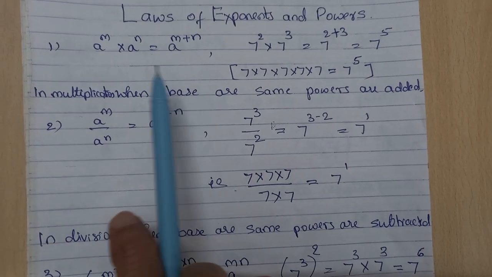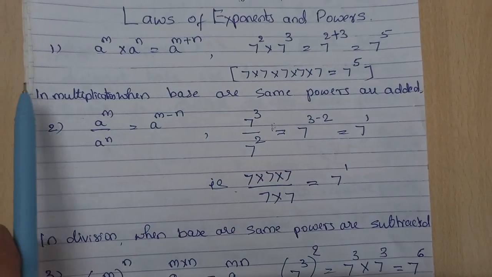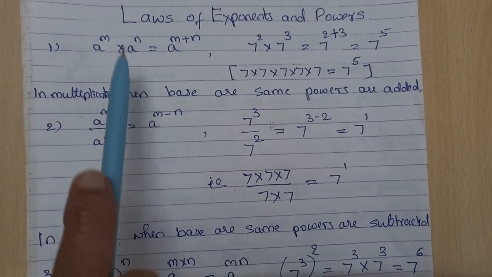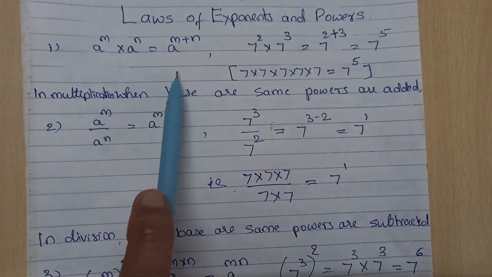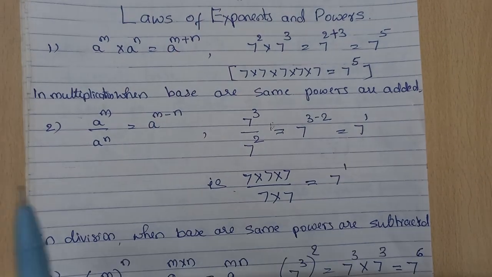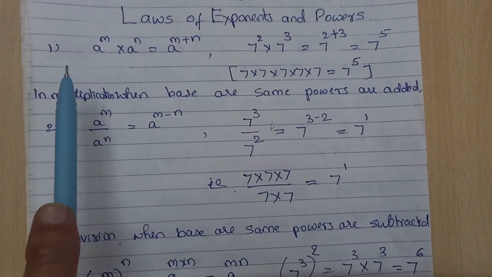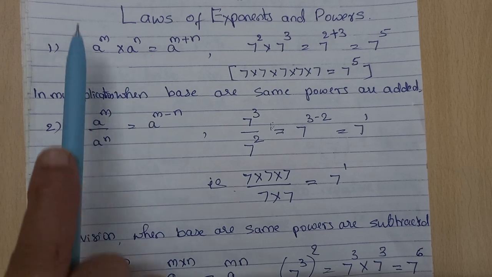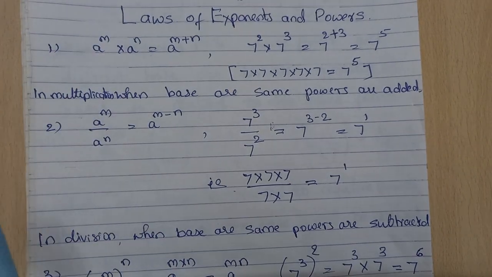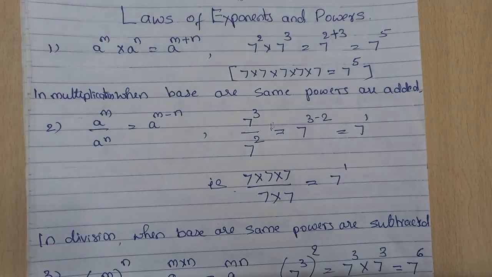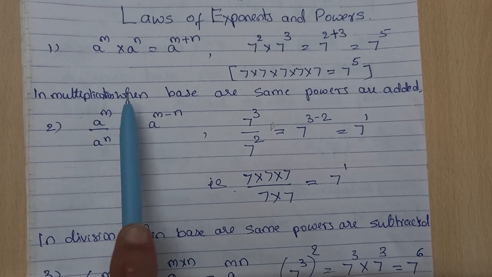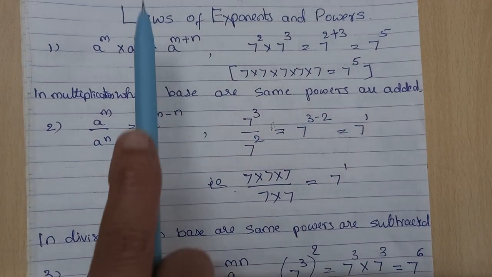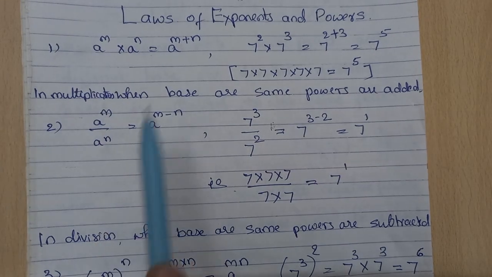First law, laws of exponents and powers. The first law is a raised to m into a raised to n is equal to a raised to m plus n. When we multiply two numbers in their exponential forms, a raised to m is in its exponential form where m is the power and a is the base. A raised to n is in its exponential form and n is the power, a is the base.